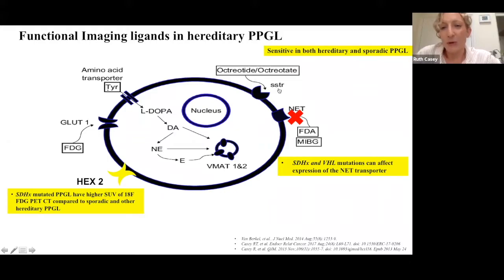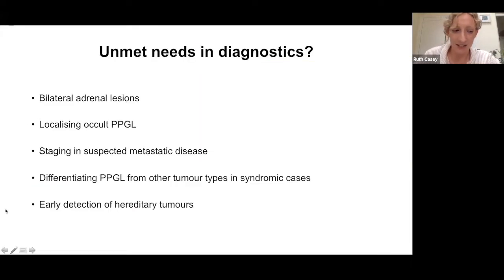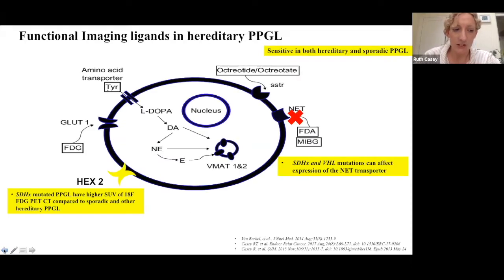Sorry about that. So octreotide SPECT-CT or somatostatin receptor imaging then. So the good news is that this is quite a sensitive imaging modality for both sporadic and hereditary paragangliomas, with the caveat that I mentioned already, which is that it is not a sensitive imaging modality for small pheochromocytomas.